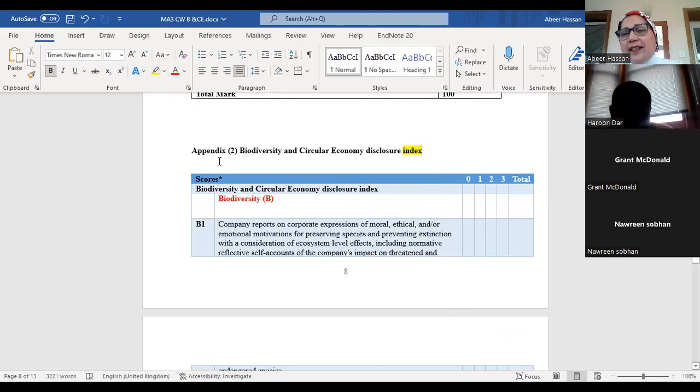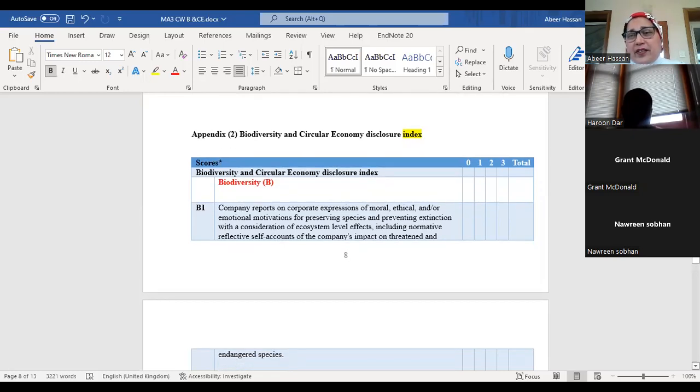When I say in any emails the disclosure index or biodiversity and circular economy, this is what I mean. This table is the index. I have developed this table from my previous papers. I developed a comprehensive framework for biodiversity in some of my papers. And then in this project, I integrated both biodiversity and circular economy together. So I've picked up from my previous biodiversity framework or index the most items that companies provide disclosure on.